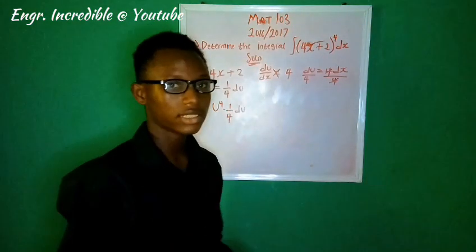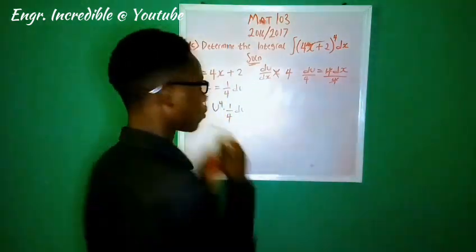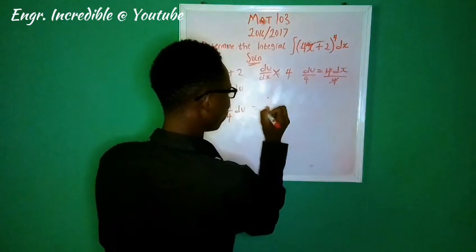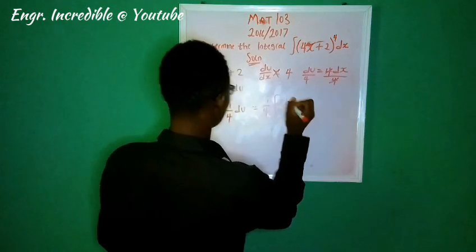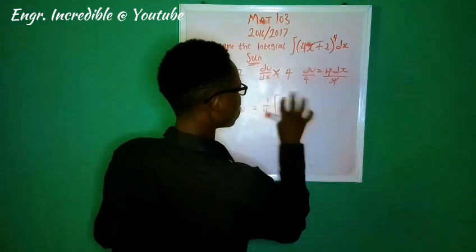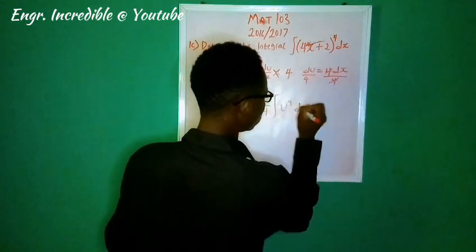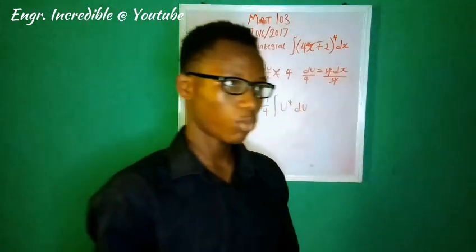So when we are integrating it, 1 over 4 here is a constant, so it will go out of the integral sign. So this is going to lead us to 1 over 4 integral u raised to power 4 du. So right here we are going to be integrating u raised to power 4.